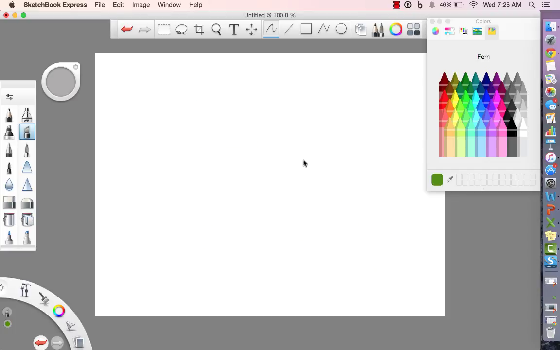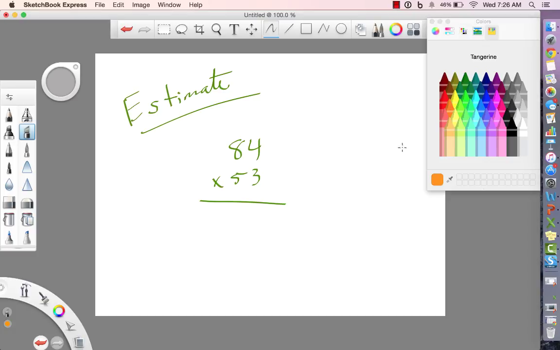It does ask you to estimate too, and I don't want you to forget that. You have to estimate. For instance, if they give you 84 times 53, you need to think in your head that that's like 80 times 50. And 8 times 5 is 40, plus those two zeros is 4,000. These two zeros come down. Okay, 8 times 5 is 40. Okay, good. So then we multiply.